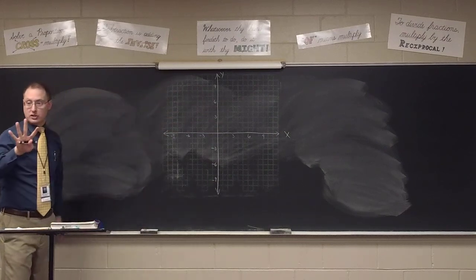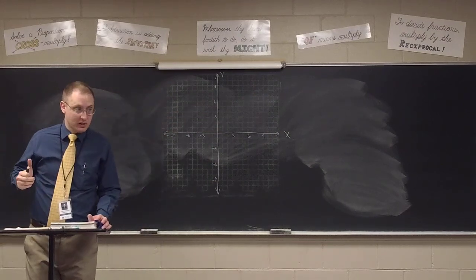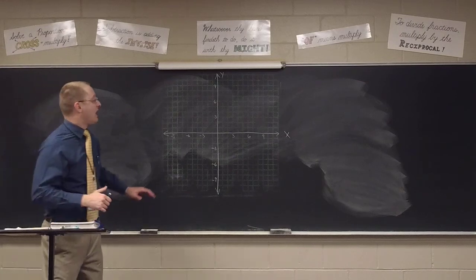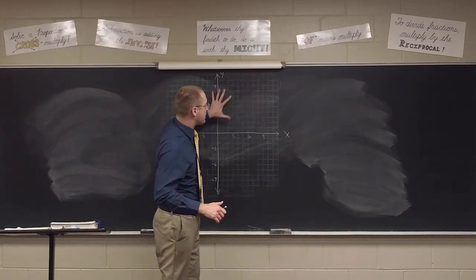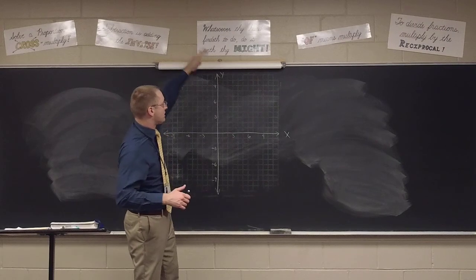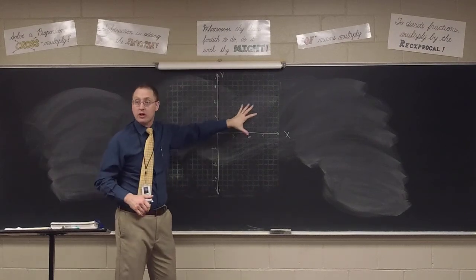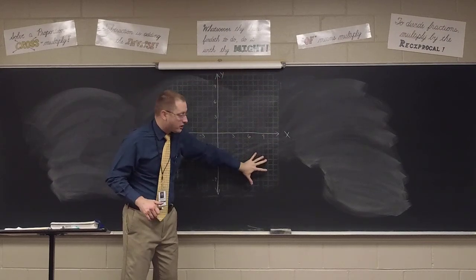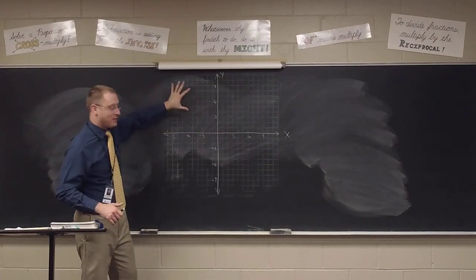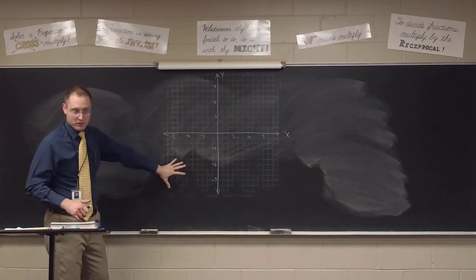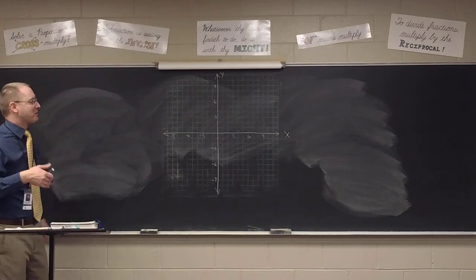Now, there's 4 sections. We refer to these 4 sections, class, as quadrants. Good. And so this section where everything's positive, positive x's, positive y's, this section is quadrant 1. Then down here, quadrant 4. Up here, quadrant 2, and then here, quadrant 3. Good job. You're staying with me better now.